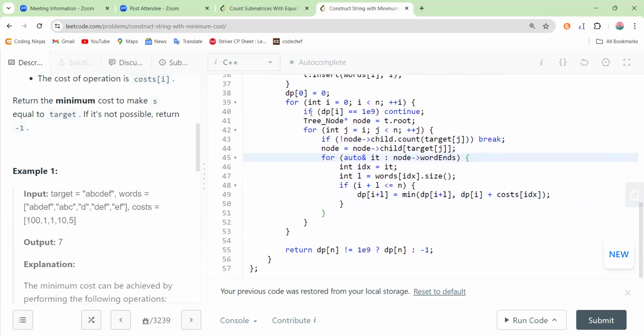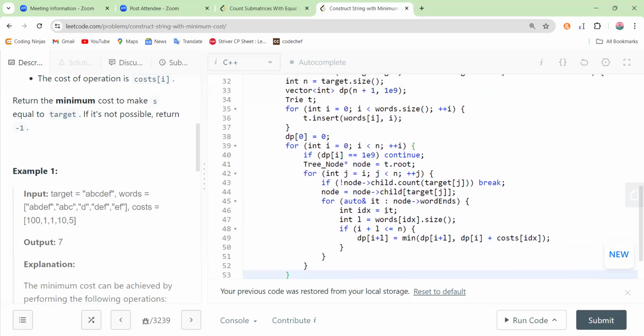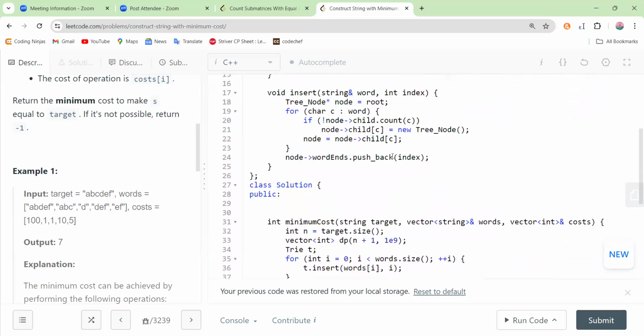Once I am done for all the i's, I know that if dp of n is still 1e9, this means that I can't form the string target by using any combination of the words given in the words vector. So in that case I will simply return -1. That is, if dp of n is not equal to 1e9, I will simply return my answer. And if it is equal to 1e9, I will simply return -1. That is, I am not able to form the string target. Isn't it? So yeah, that was the implementation for this.